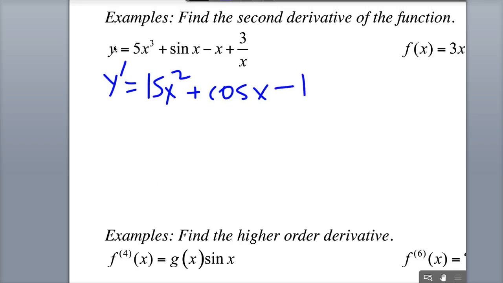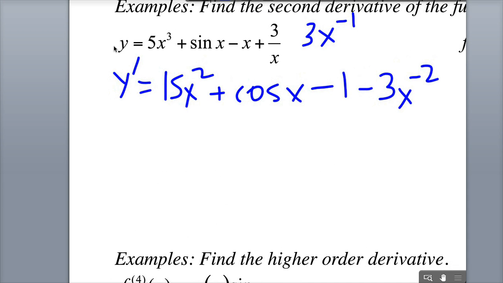And this 3 over x, some of you might say, oh, that's the quotient rule. But I can also rewrite that 3 over x means the exact same thing as 3x to the -1. And the derivative of that is minus 3x to the -2. So that is y prime. The problem is that it doesn't want the first derivative. This problem wants the second derivative. So I will write, let me just zoom in here real quick, y double prime, meaning second derivative, 15x squared, that derivative is 30x. Cosine, you know the derivative of cosine is negative sine x.